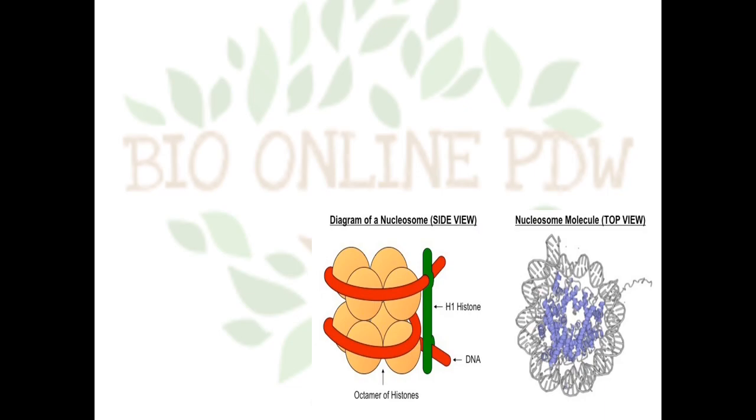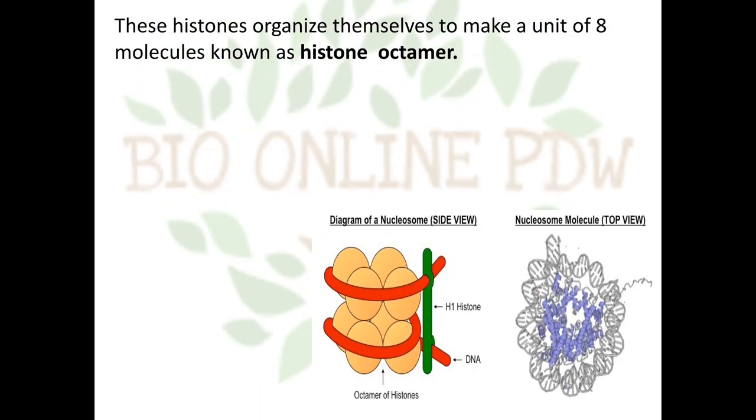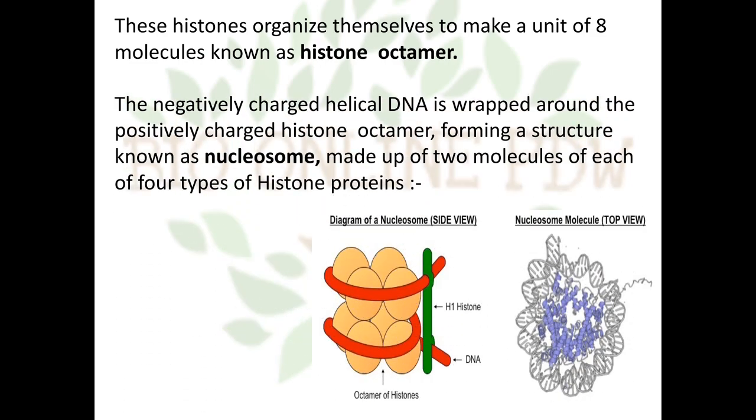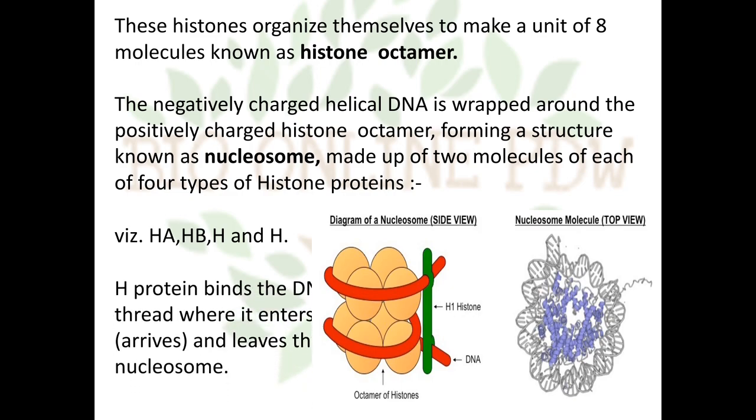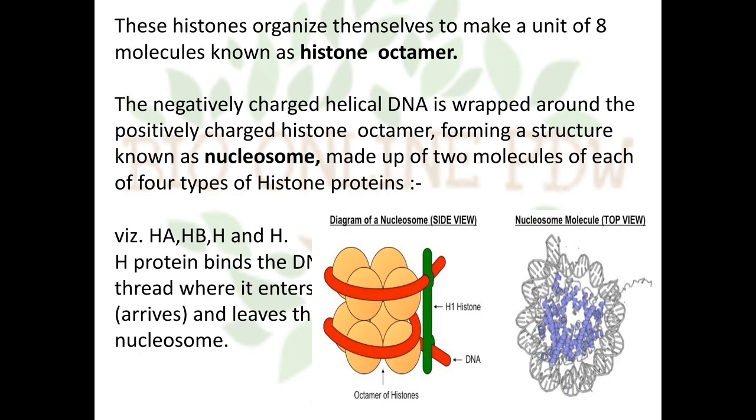You can see the diagram of the nucleosome. These histones organize themselves to make a unit of 8 molecules, which is known as the histone octamer. As they are 8 in number, they are called octamers. Negatively charged helical coiled DNA is wrapped around a positively charged histone octamer, forming a structure called the nucleosome, made up of 2 molecules of each of 4 types of histone proteins, that is H2A, H2B, H3 and H4. H1 protein binds the DNA thread where it enters and leaves the nucleosome.